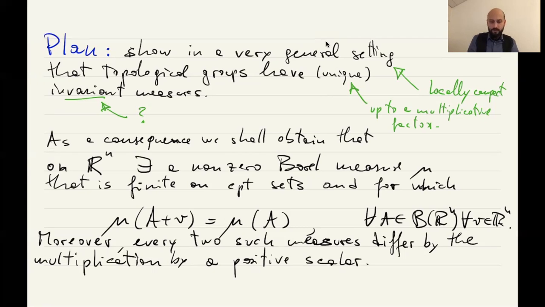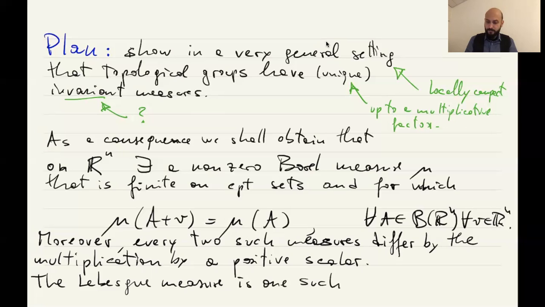And of course, the Lebesgue measure is one such measure. Okay, very good. So this is what we want to get to. So let's clarify now what is the new way of thinking of A plus V. So now this plus is our group multiplication.